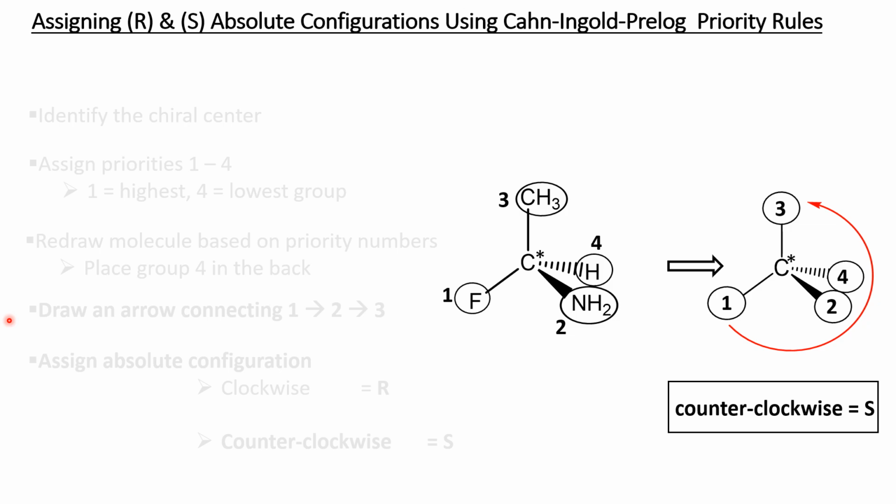In some molecules, group 4 may not already be in the back of the chiral carbon. If that's the case, how then can we rotate the molecule such that group 4 would be placed in the back of the chiral carbon? Let's explore different scenarios where group 4 is not already in the back of the chiral carbon.